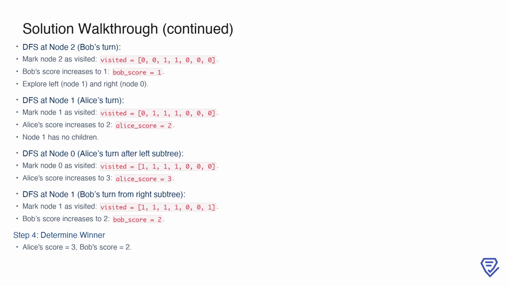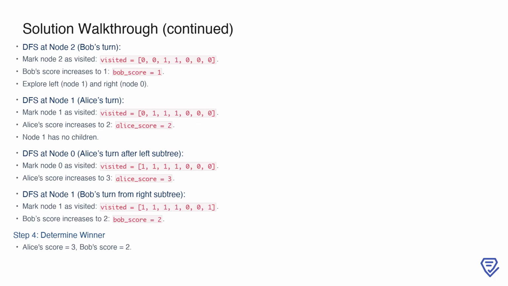The DFS first visits the left child of node 3, which is node 2, where it becomes Bob's turn. At node 2, Bob marks it as visited and updates the visited array. His score increases by 1, and he proceeds to explore the left and right children of node 2. The left child, node 1, is visited first, and it's Alice's turn again. Alice marks node 1 as visited, increasing her score to 2. Since node 1 has no children, this subtree is now complete.